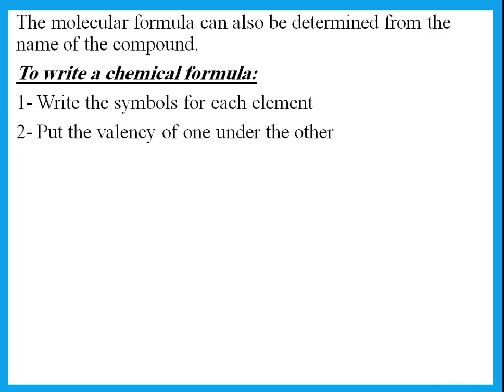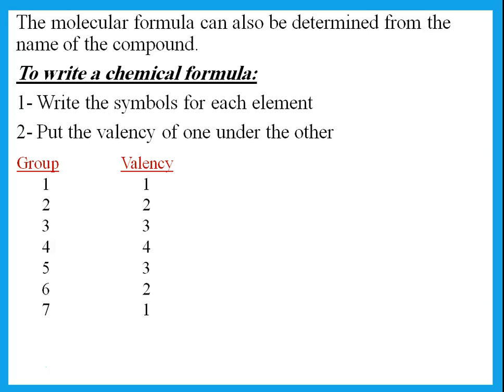So if I tell you write the formula of a compound with a certain name, you write first the symbols and then you put the valency of one under the other. So the basic rule is write the symbols of each element, put the valency of one under the other. First of all, we need to know what is meant by valency.